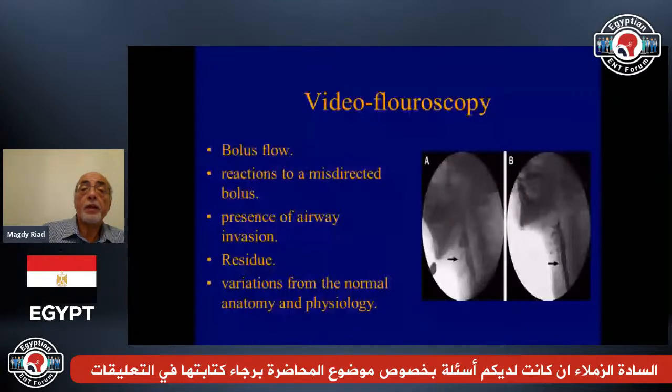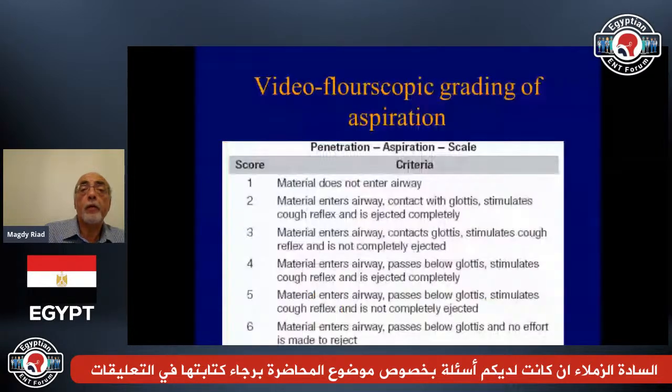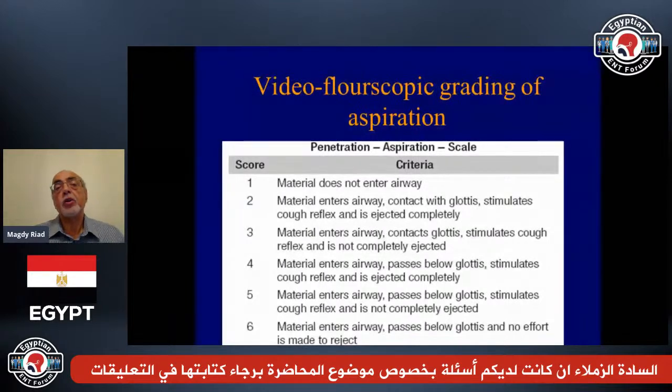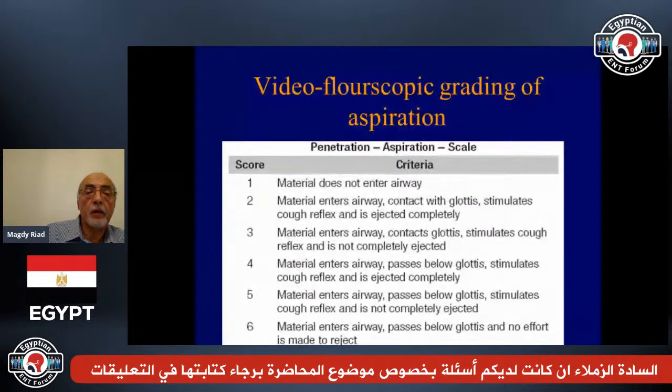Now, to quantify your video fluoroscopic findings, there are several proposed schemes for this. This is perhaps the commonest, the penetration aspiration scale. And basically, it's one, if everything is fine, then you are fine. There isn't anything abnormal here. And the worst scenario is that the material not only passes through the larynx and below the glottis, but also the patient is not coughing. There is no effort at coughing.